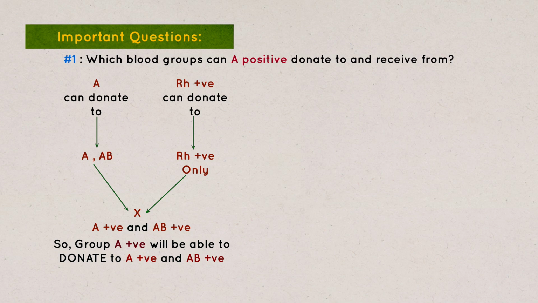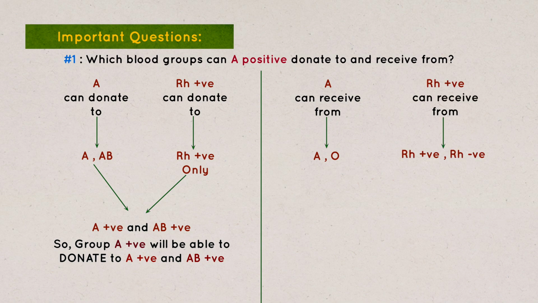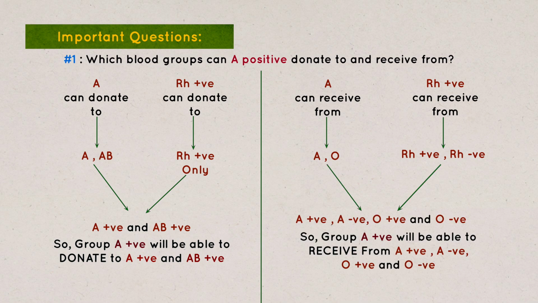Next, we know that blood group A can receive from A and O, whereas Rh positive can receive from Rh positive and Rh negative both. So group A positive will be able to receive from A positive, A negative, O positive, and O negative.